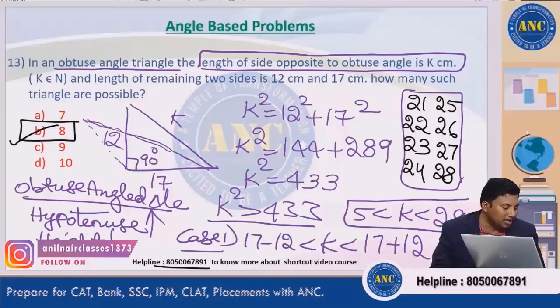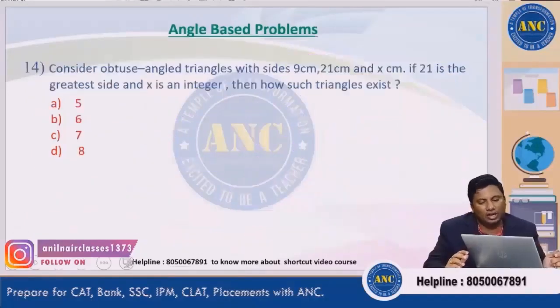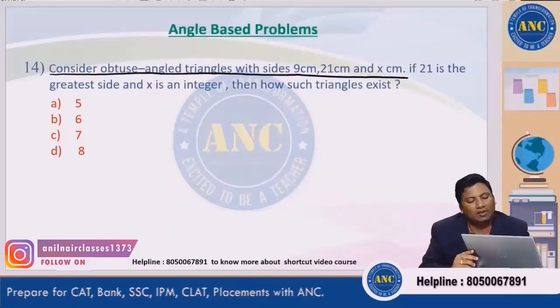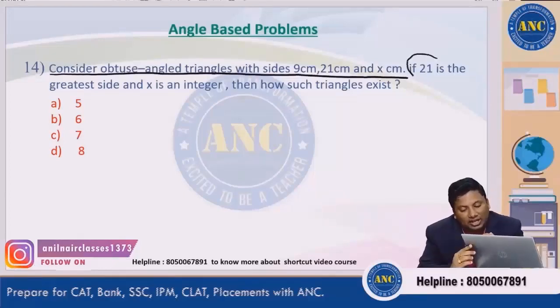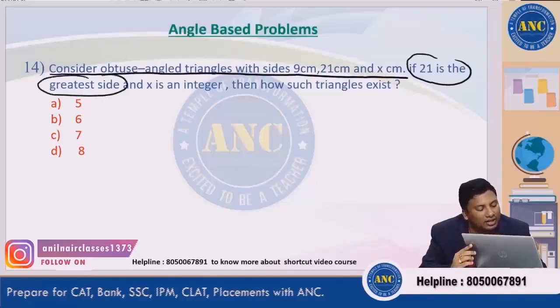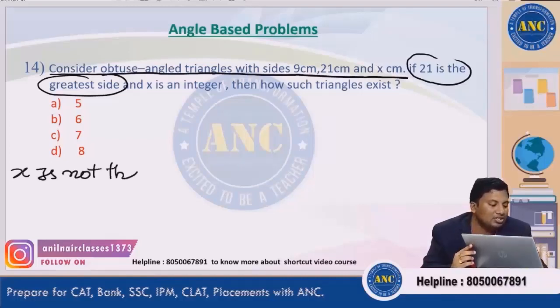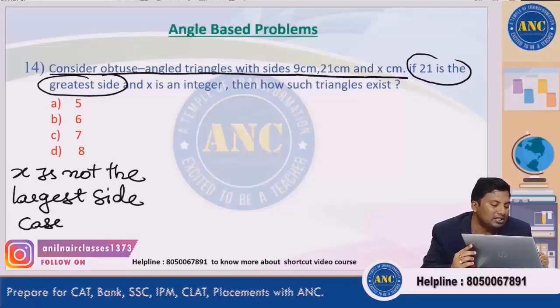13th one, I hope it is clear, right? 14th one, the idea is very clear. Once you understand it, you can solve it. Same thing. Consider an obtuse angled triangle with sides 9, 21 and x. He has mentioned that 21 is the greatest side. If 21 is the greatest side, that means x is not the largest side. If x is not the largest side, that means case 3 will come plus case 1.